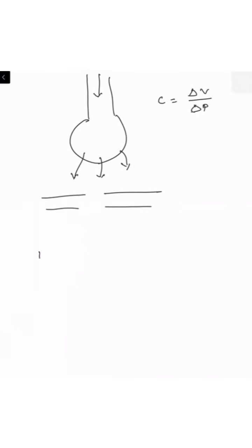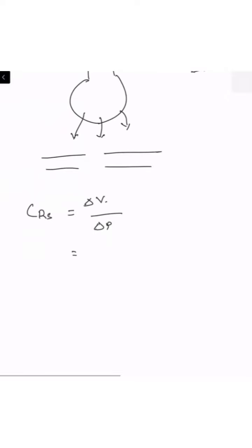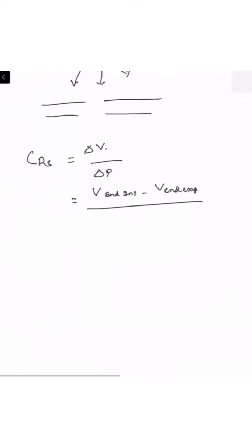We can calculate the total respiratory compliance, that is CRS, which is the volume difference divided by the pressure difference. During inspiration, we inspire some amount of air. So it is the volume present at the end of inspiration minus the volume present at the end of expiration. This is the normal volume difference happening in the alveoli. Likewise, we have the same pressure difference between the end of inspiration and the end of expiration. This is the formula we use to calculate compliance.